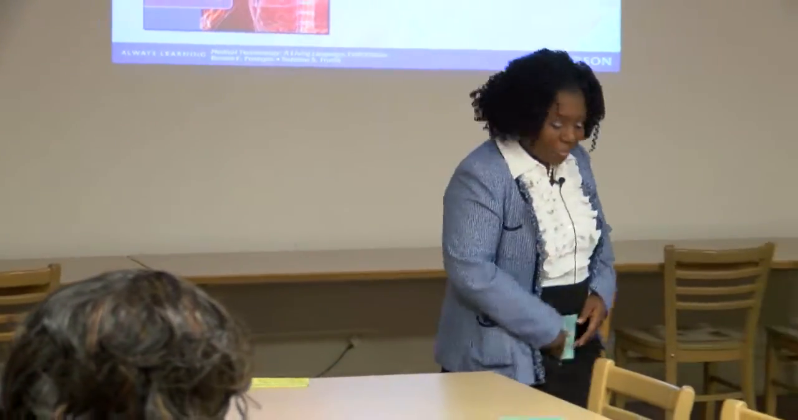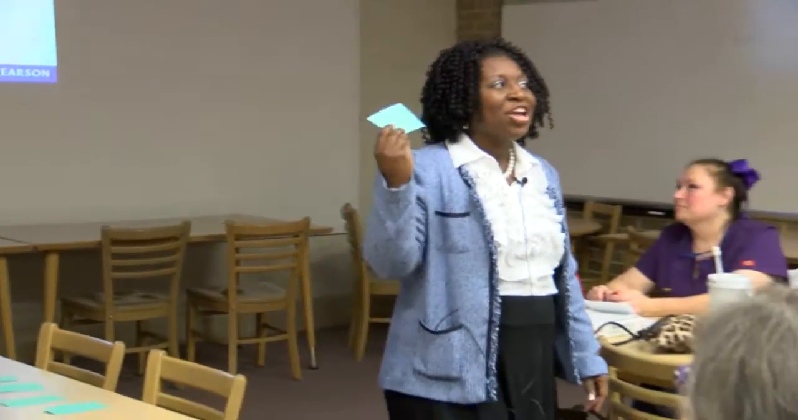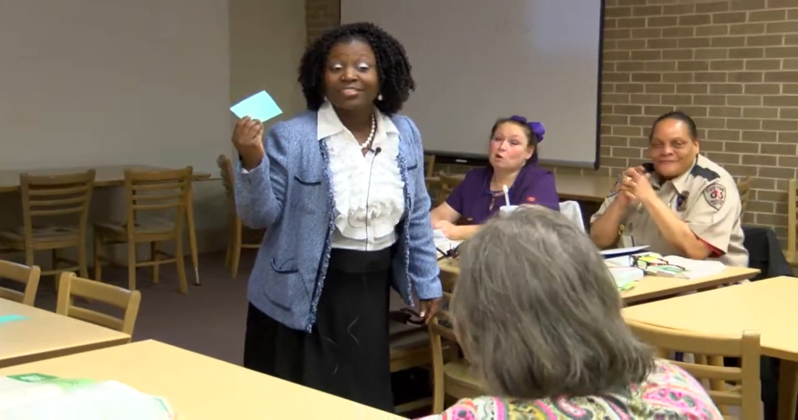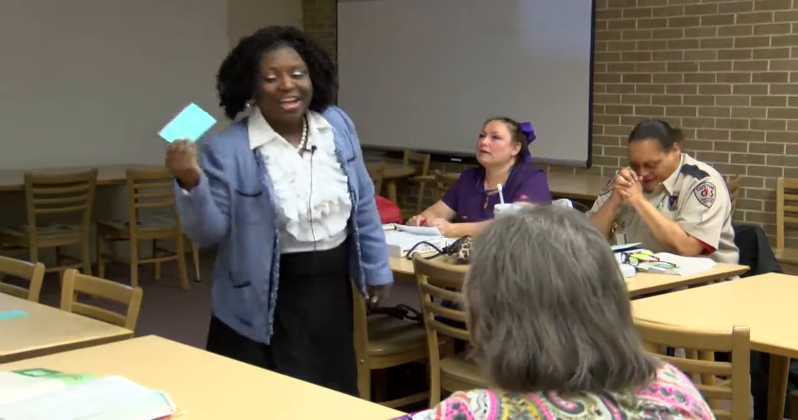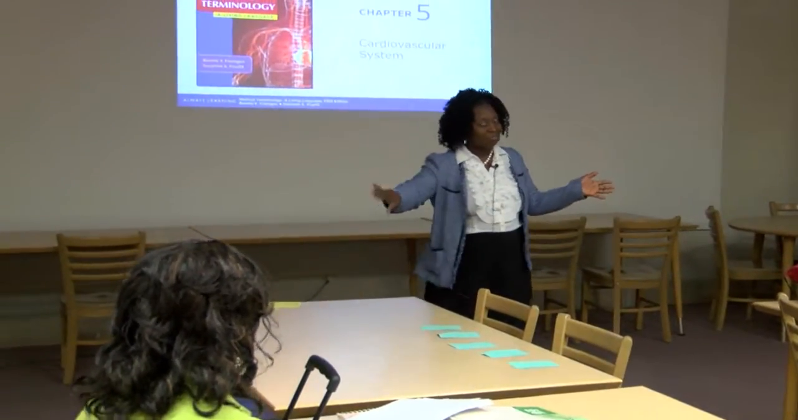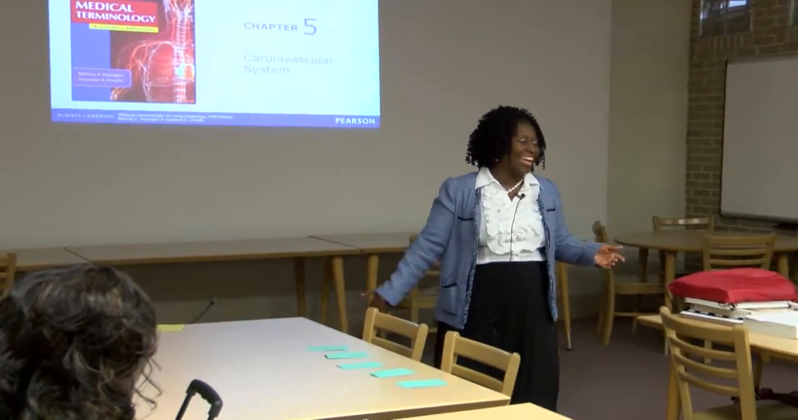What is an arteriole? A smaller artery. Very good. All right, we're 4 for 4. What is a venule? A smaller vein. Okay, you are 5 for 5. Let's keep talking. You're too good for those questions.